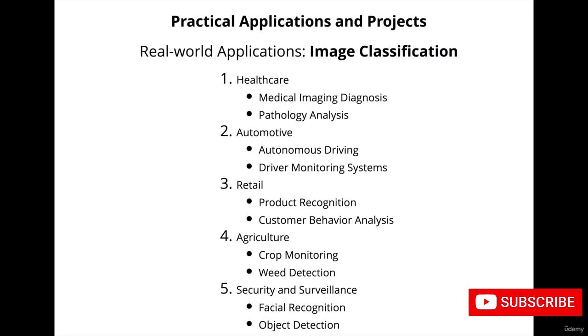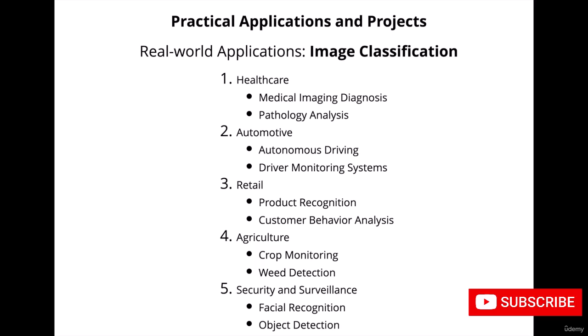The second one is pathology analysis. Image classification is applied in pathology to classify histopathology slides and microscope images of tissue samples. This helps pathologists identify and classify different types of cells, tissues, and abnormalities, aiding in the diagnosis and treatment of diseases such as cancer.